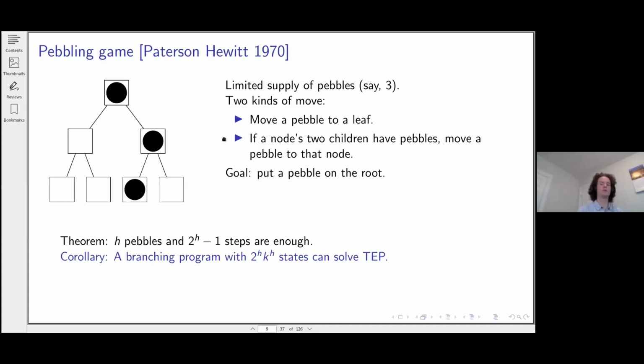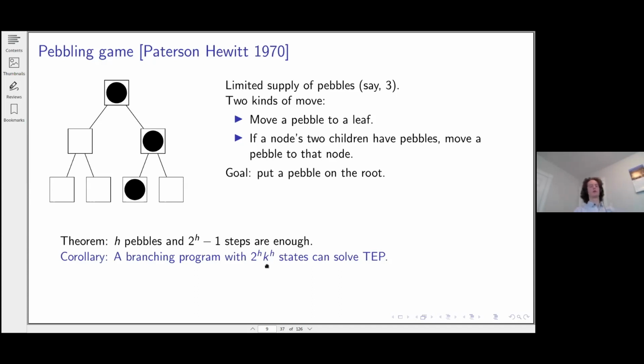So once we do that translation, since we're using at most h pebbles at a time, that means that we're remembering at most h values at once. And so the width, in other words, the number of states in any layer, is at most k to the power h. And the total number of layers is 2 to the power h, so we have 2 to the h times k to the h states.